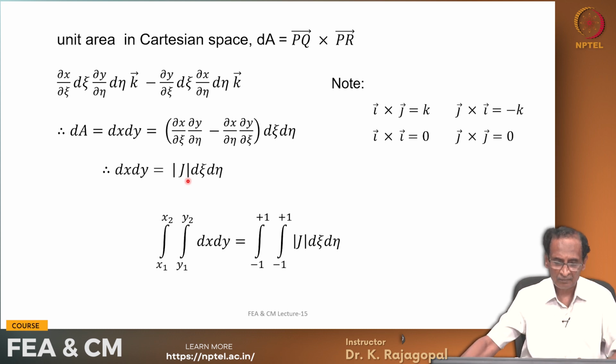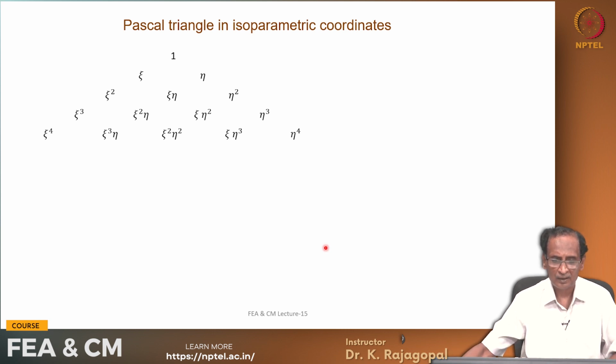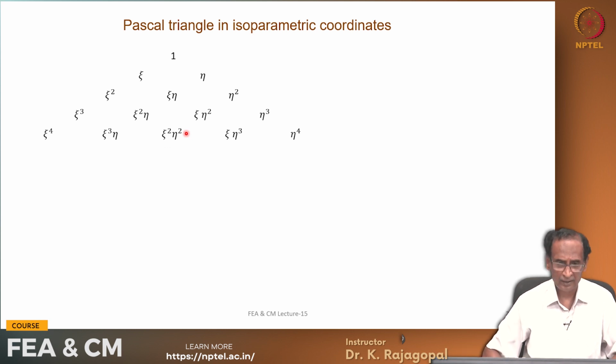So we can write in general the integral x1 to x2, integral y1 to y2 of dx dy as the integral from -1 to +1, integral from -1 to +1 of the determinant of the Jacobian matrix J d xi d eta. And for the 9 node element, this is what we have done. We took these 9 terms: 1, xi, eta, xi square, xi eta, eta square, xi square eta, xi eta square, and xi square eta square. We have the 9 terms for the 9 node Lagrange element.